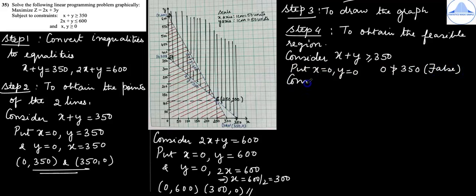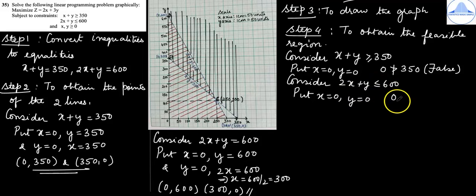Similarly, you take the other inequality. The other inequality is 2x plus y less than or equal to 600. So here again you put x equal to 0 and y equal to 0. So we get 0. And now you have to check whether it is less than 600. So 0 is less than 600. So it is true.